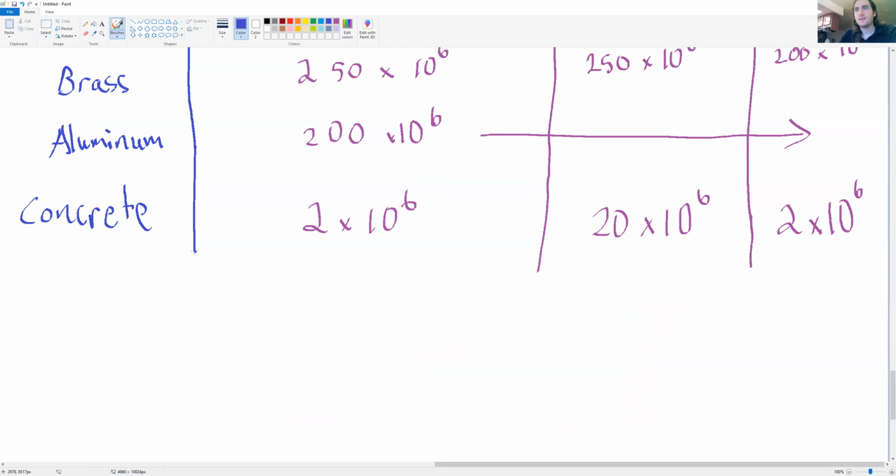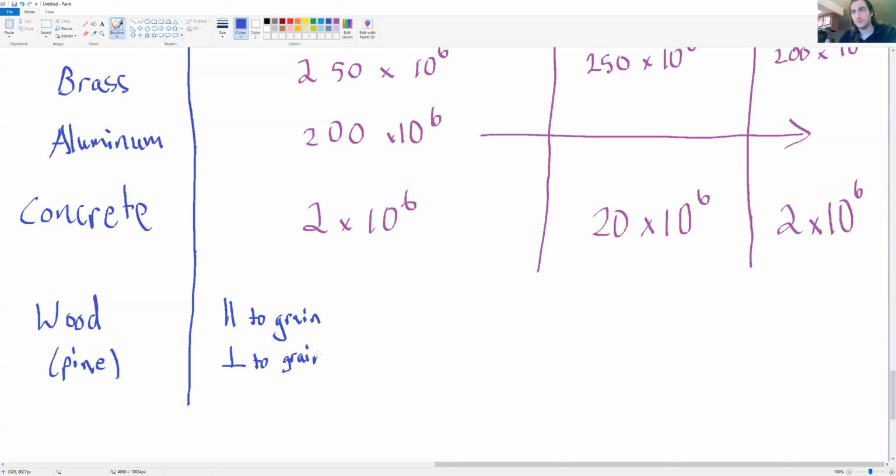What do I mean by inhomogeneous? That means it has almost no symmetry in the molecular structure. So we'll take a look at wood, and in particular, the book gives pine wood. And it says if we go parallel to the grain, or perpendicular to the grain, we have different values for the strength. Okay, so for parallel to the grain, the tensile strength is 40 times 10 to the 6.